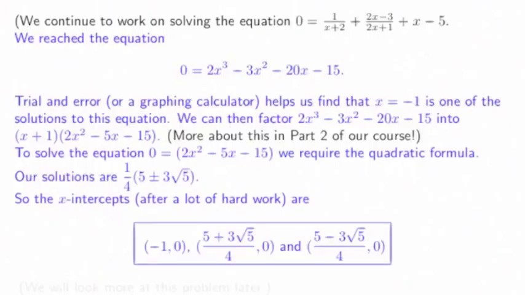So the x-intercepts, after a bit of hard work, are (5 plus 3 root 5)/4, comma 0, and (5 minus 3 root 5)/4, comma 0. We'll look more at this problem later.